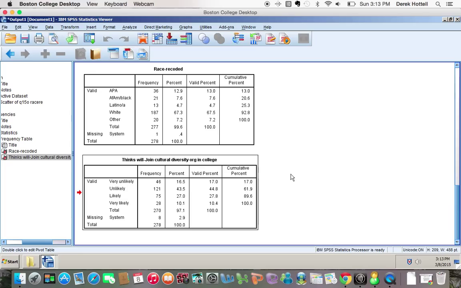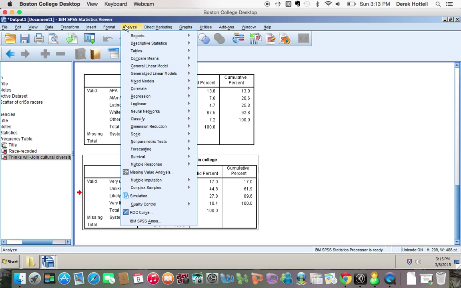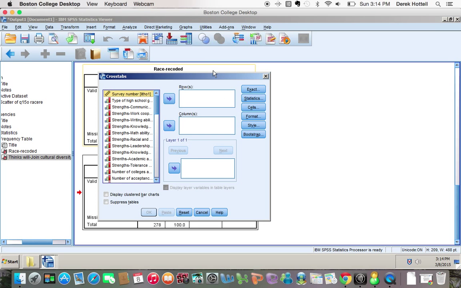But we might be interested to know, okay, is there a relationship between race and thinking that you will join a cultural diversity club? The first step in that is we want to look at crosstabs. Crosstabs is a way to look at whether or not there might be a relationship between these two variables. Under Analyze, Descriptive Statistics, you'll see the crosstabs. So select that.